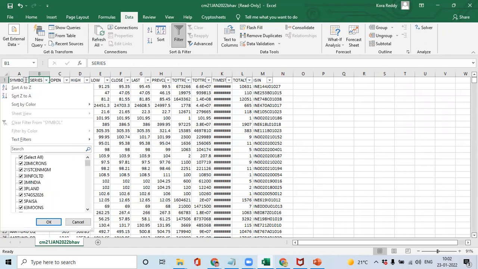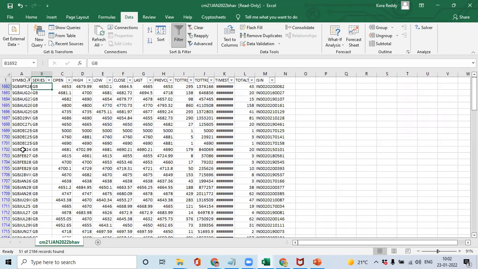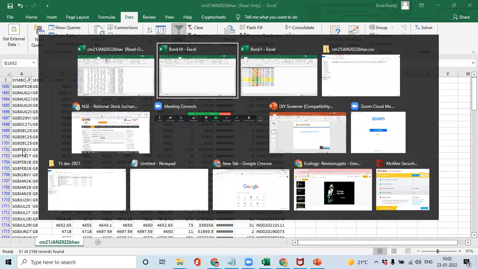How many of you bought gold bonds? SGB. Yeah, SGB. That is GB, right? Gold bonds. How many of you bought? I have it.